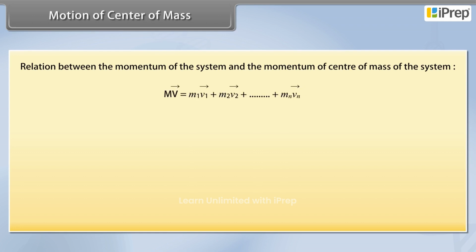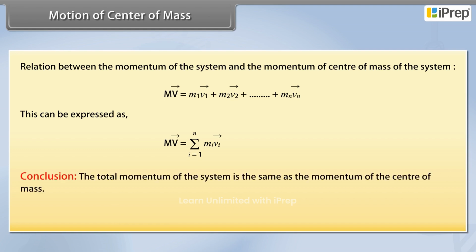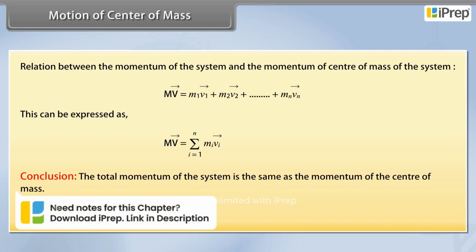mv vector is equal to m1 v1 vector plus m2 v2 vector and so on. This equation can be expressed as mv vector is equal to summation from i is equal to 1 to n of product of mi and vi vector. Conclusion. The total momentum of the system is the same as the momentum of the center of mass.